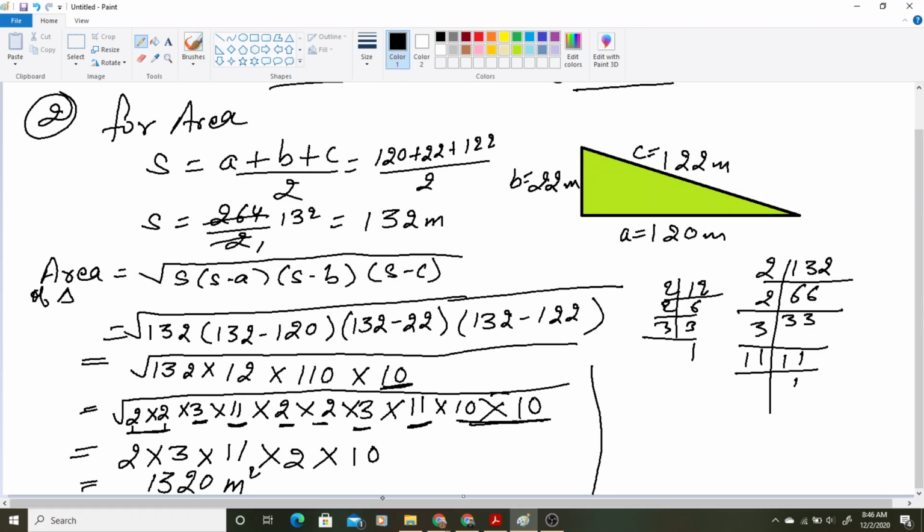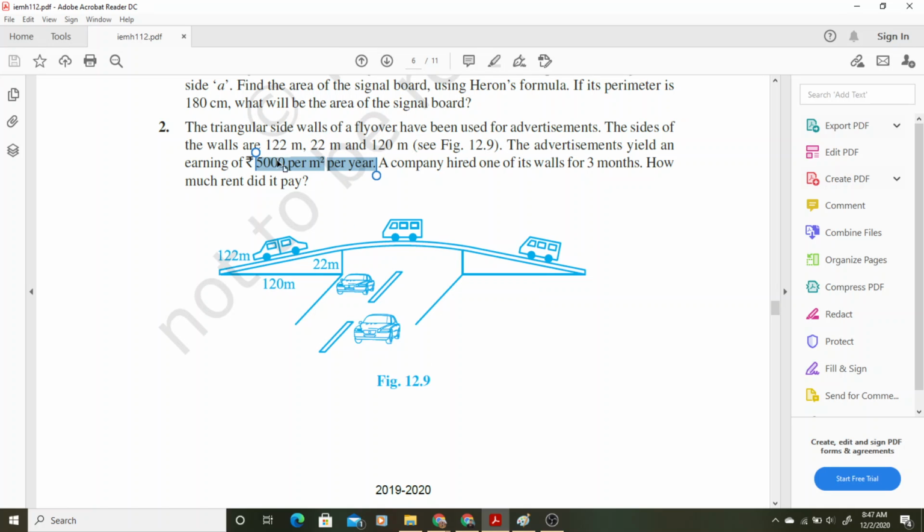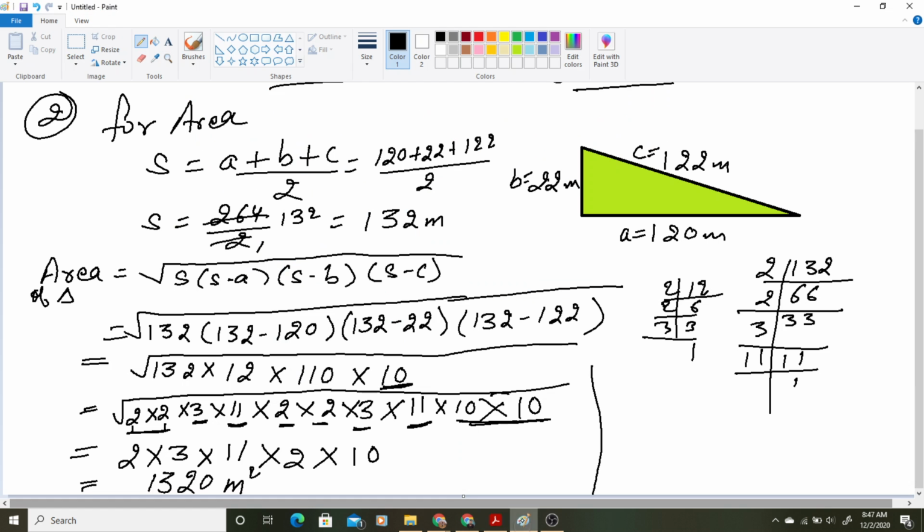Now just see one thing. If they are hiring this wall for 12 months, for 1 year, you can see in the question, per year they have to pay 5000 per meter square. Okay, see, 1 meter square के लिए 5000 पे करना है. For 1 meter square they will pay 5000, but how much area are they having? They are having 1320. So for 1 meter square for 1 year, you have to pay rupees 5000.